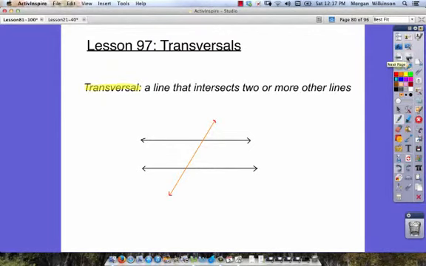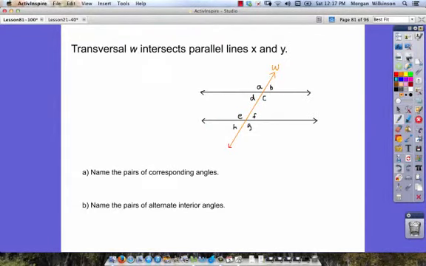Let's move on to our first question. Transversal W intersects parallel lines X and Y. So we can see that here. We've got transversal W and it's going to intersect our lines. Let's name these lines. We're told that they're called X and Y. It doesn't matter which one's X or Y. X could be on top or the bottom. So the first question we have is to name the pairs of corresponding angles.